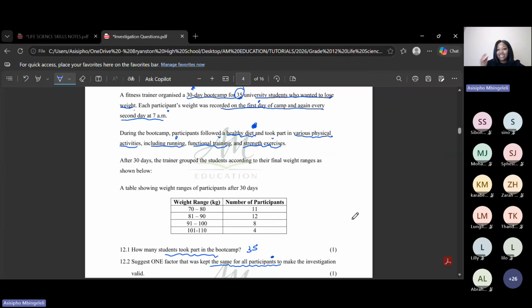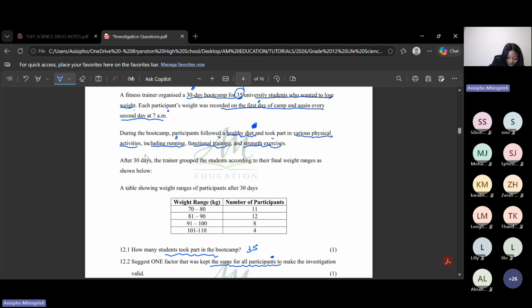Oh, only the healthy diet is the obvious one. What about the activities? Various physical activities, just mentioned. The activities were the same. They were involved in the same activities, not just one, because this could be confusing. Yes, they were different, but all of them were following the same different activities. I'm not sure if it makes sense. There was no one doing a marathon and then another one running. So they all took part in various physical activities, including those that were mentioned there.